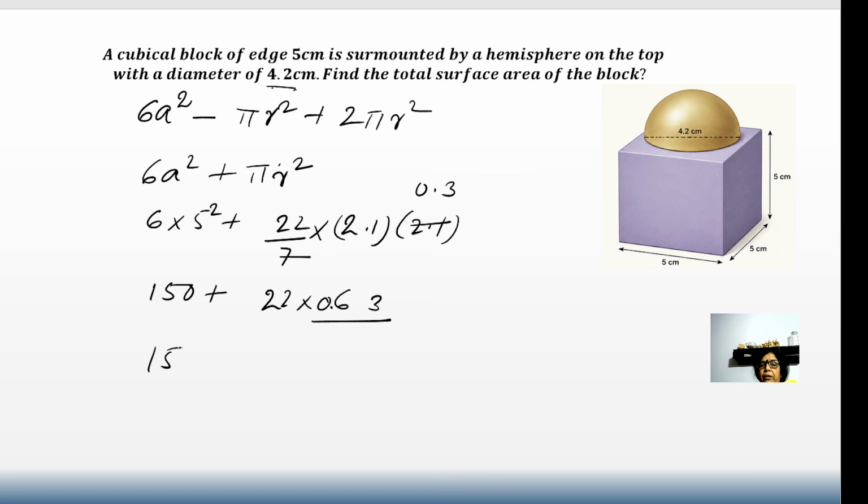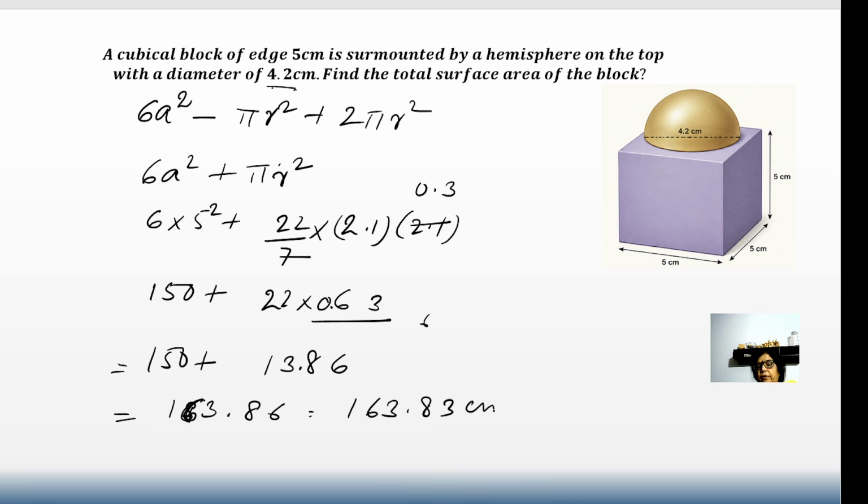Now again we have to multiply this. 22 into 3 is 66, carry over 6, 22 into 6 is 132, plus 6 is 138. So the decimal point comes here. Now we simply need to add this, so we'll get 163.86. 163.86 is the final answer of what? Of the total surface area of this new structure that we have got, in square centimeter. This is the final answer over here.